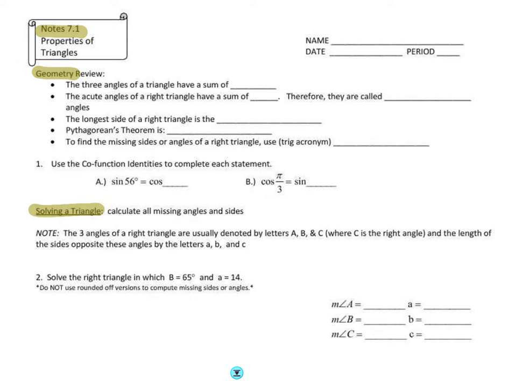So here's just a quick review of the content we covered in geometry. First of all, the three angles of a triangle have to have a sum of 180 degrees. The acute angles formed by a right triangle, so here if I have a right triangle, they're talking about specifically this angle we'll call A and this angle B. These two acute angles have to have a sum of 90 degrees. And when two angles have a sum of 90 degrees, they're called complementary angles.